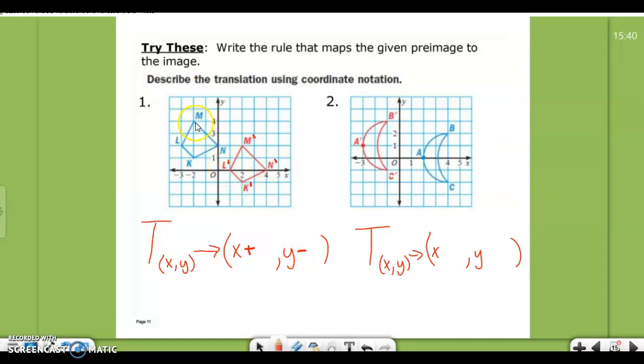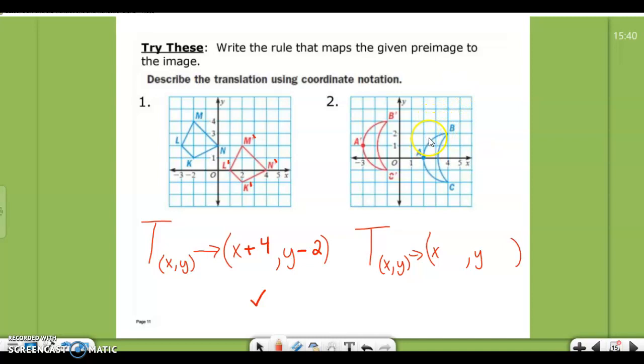So I'm just going to pick a point and I think, okay, to go from M to M prime, I go 1, 2, 3, 4 to the right, 2 down. So I'm thinking about plus 4, minus 2. I'm going to double check it. 1, 2, 3, 4 to the right, down 2, and I hit K prime. So I feel pretty confident about that rule.